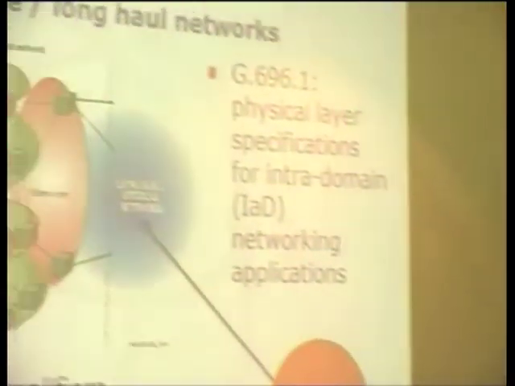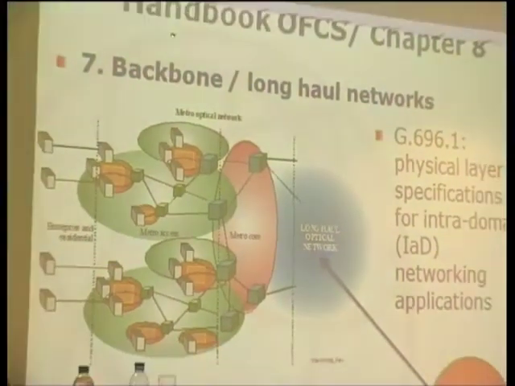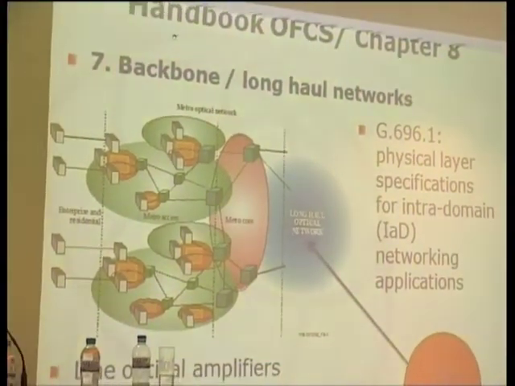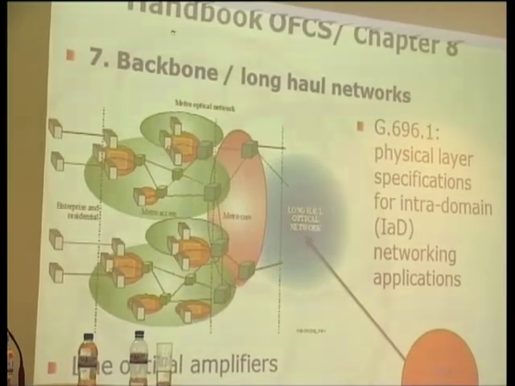Backbone networks. We have arrived to the inner part of the network. This is the geographical part of the network, which is devoted mainly to long distance. It may be another country after the border. It may be another continent after the ocean. So we start from several hundred kilometers and we end with several thousand kilometers.